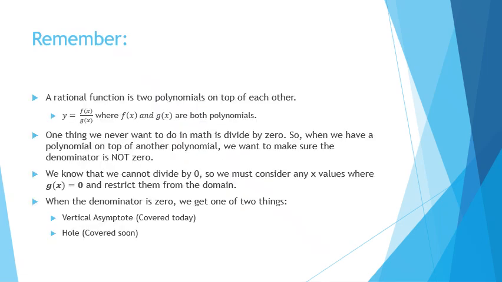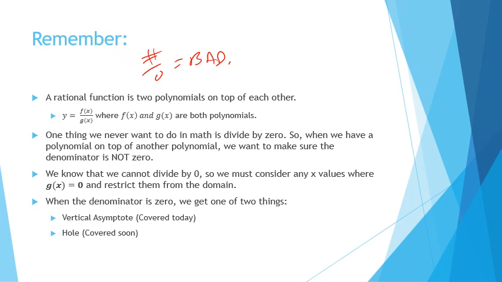So if you remember from last class, a rational function is simply two polynomials stacked on top of each other. And remember, we've talked about this both days, but the only thing you don't want to do with rational functions is divide by 0, right? Any number over 0 is a very bad thing, and it's so bad that we have to restrict those values from our domain wherever the denominator is equal to 0.